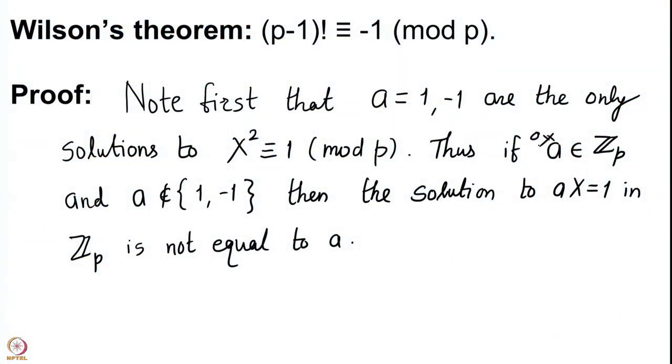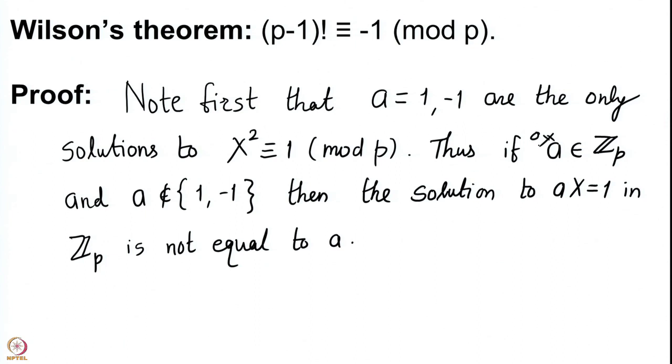Therefore, you have one solution, and you actually have a unique solution. The only question we are interested in is whether this solution can be equal to a itself. We know that ax equal to 1 has a solution. So, we know that there is an element b again in Z_p such that a into b gives you 1. This is something that we have done quite often.